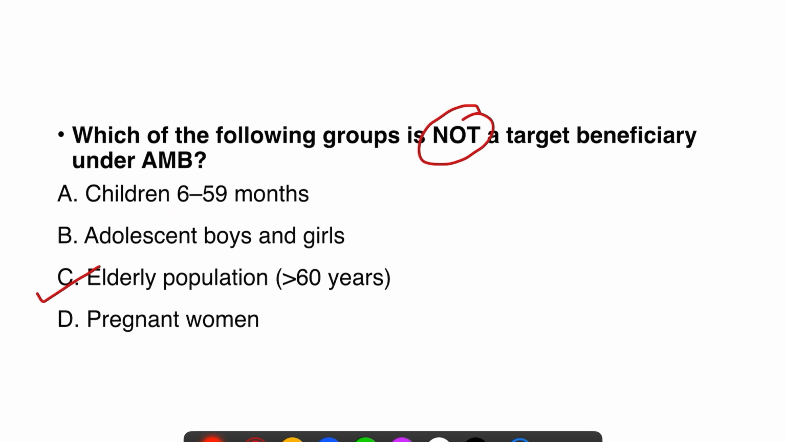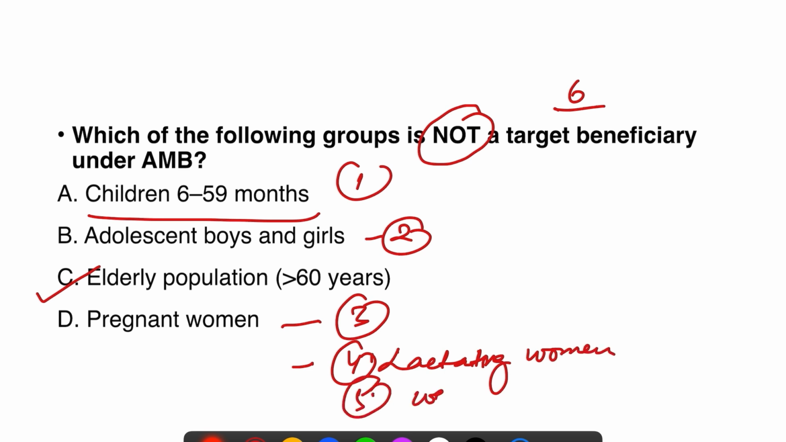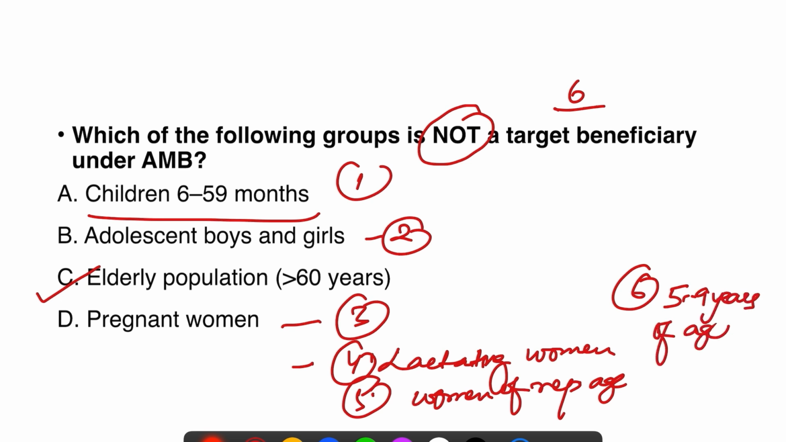So the 6 beneficiaries which we have read under the Anemia Mukt Bharat include the children 6 months to 59 months. Then we have adolescent boys and girls, pregnant women, lactating women, then women of reproductive age, and 6 is children from 5 to 9 years of age. Elderly may have anemia, but they are not included in the Anemia Mukt Bharat framework.